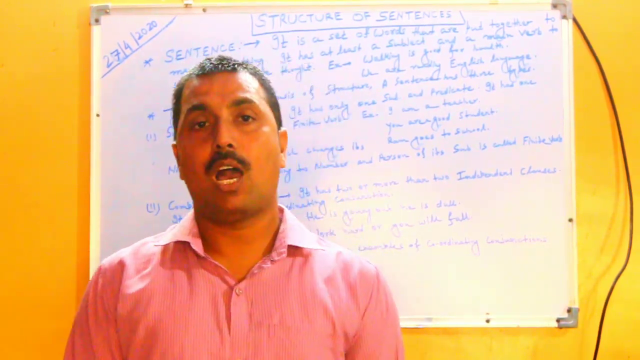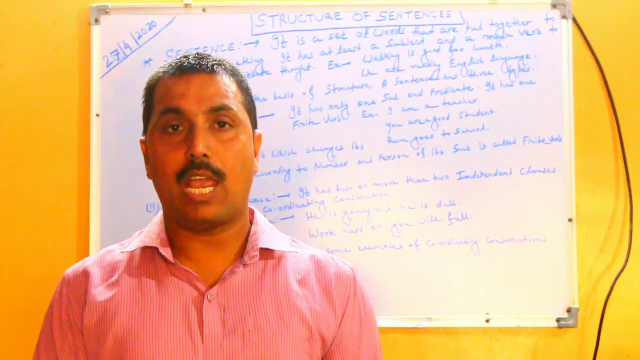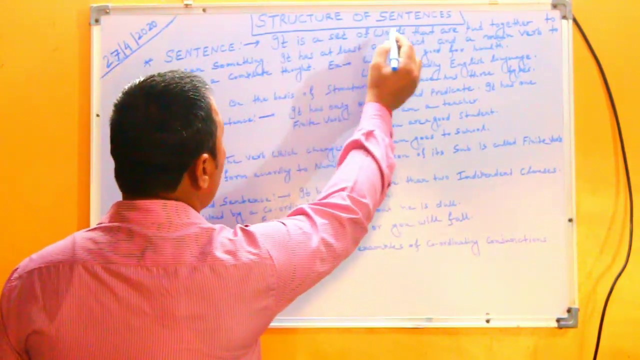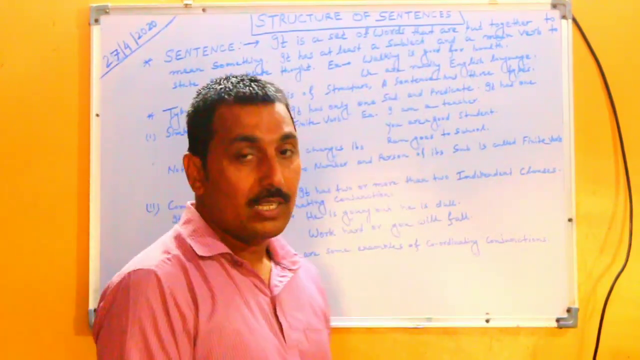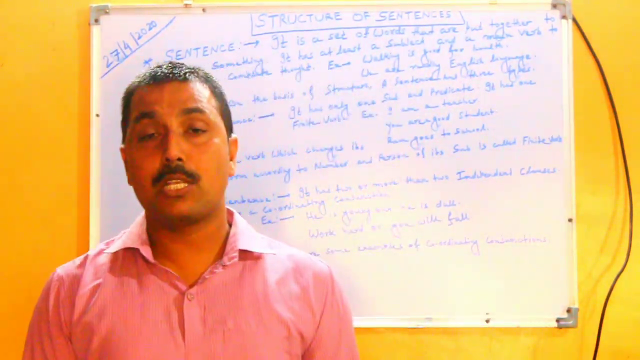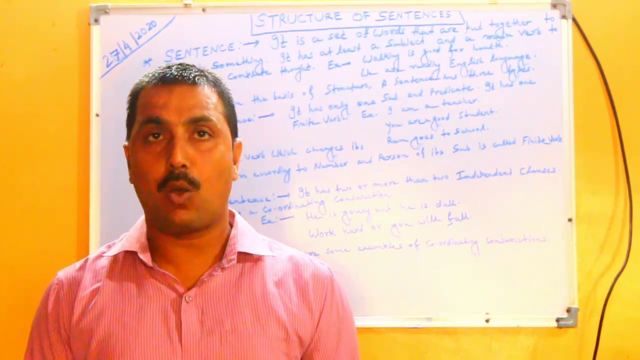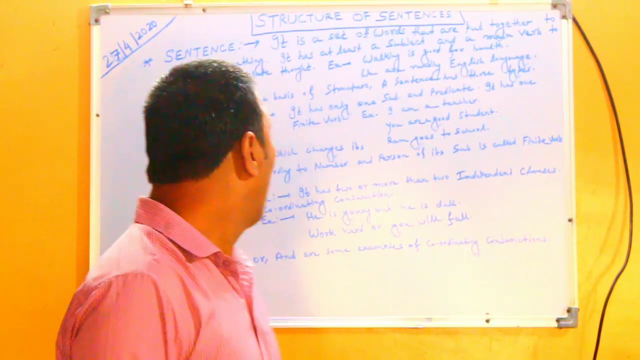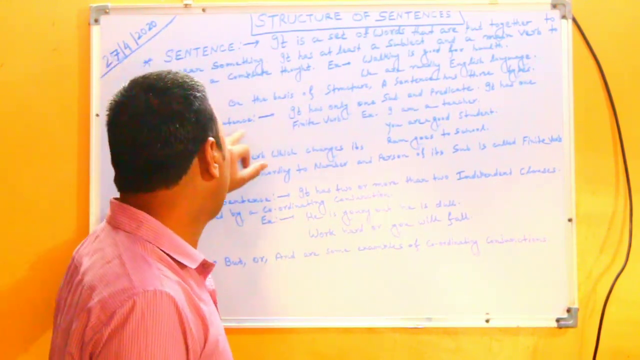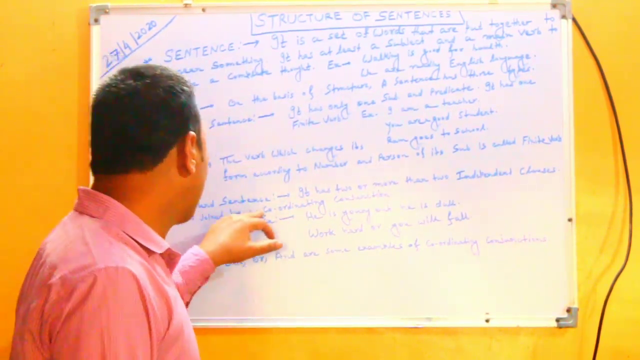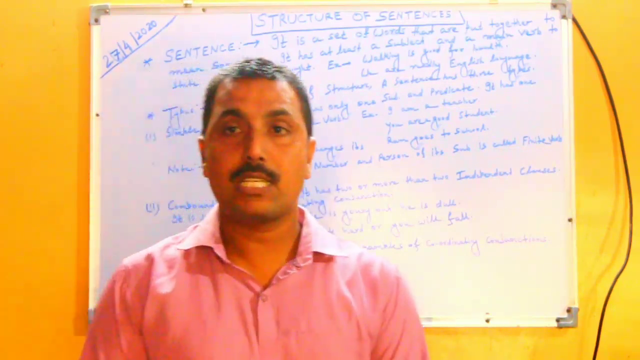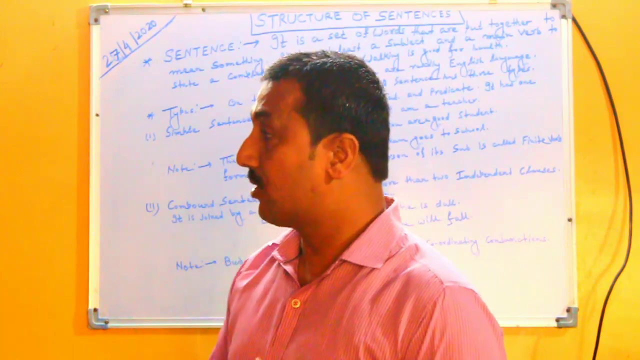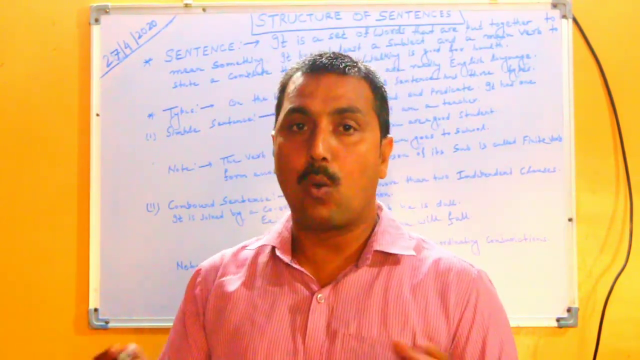In last video, I had explained about clause and its kind. Today, I am going to teach you structure of sentences. Structure of sentences means on the basis of structure or clause, there are three types of sentences. First one is simple sentence. Second one is compound sentence, and third one is complex sentence. Before that, I will start with the definition of sentence only.